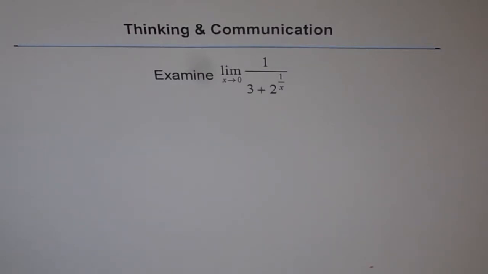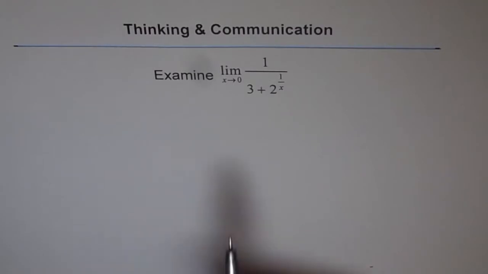Okay. Now the question here is, examine the limit as x approaches 0 of the function 1 over 3 plus 2 to the power of 1 over x. Copy the question and try to do it yourself. You can stop the video and then look into my solution. Now here is how I will do.